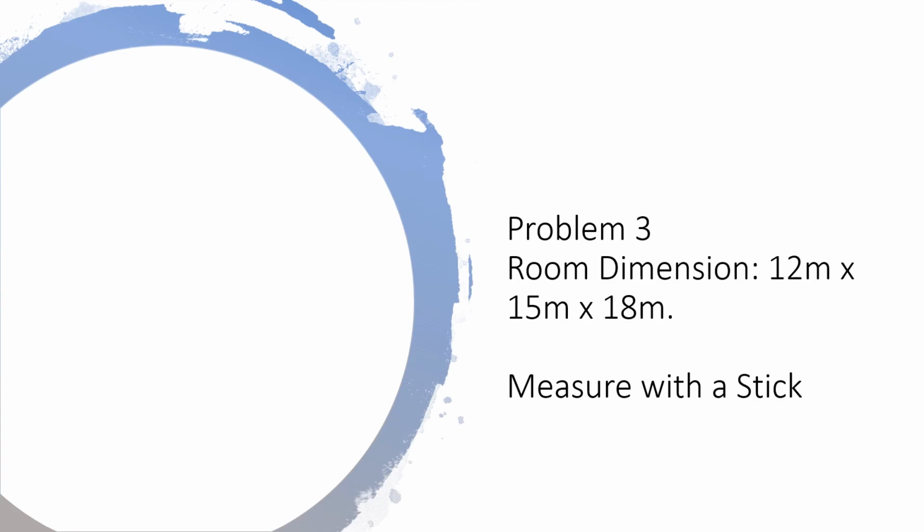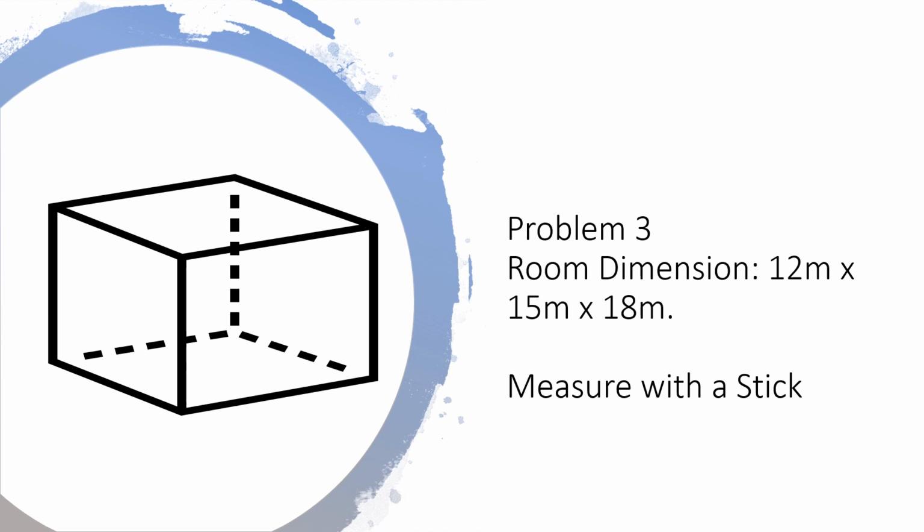So here is how we solve problem 3 by drawing pictures. First, the room dimension is 12 meter by 15 meter by 18 meter, and we want to measure it with a stick. So suppose this is the room. The longest part of the room is called the length, which is 15 meter. The shorter part of the room is called the breadth, which is 12 meter. And the height is the distance of the floor and the ceiling, which is 18 meter. And we have to find the length of the longest stick with which we can measure the length, breadth and height.